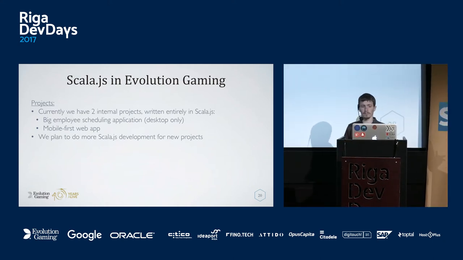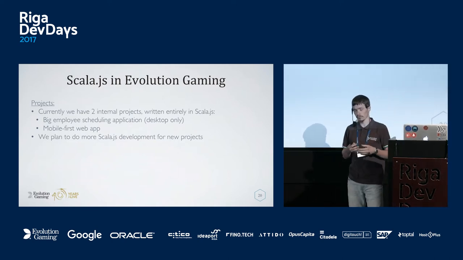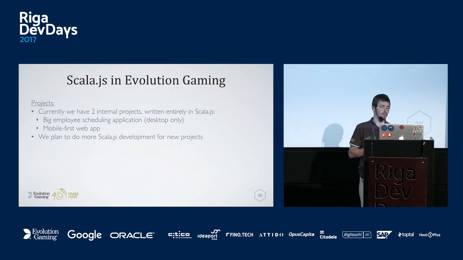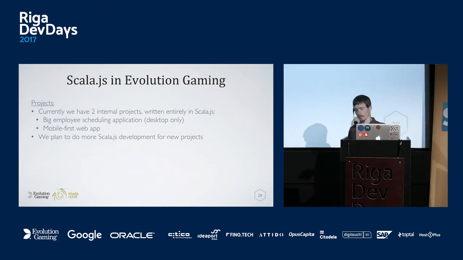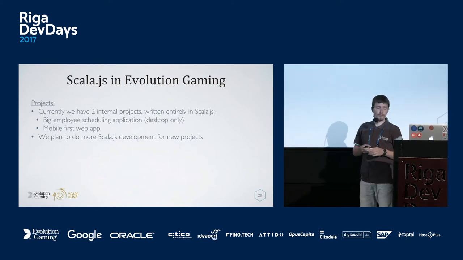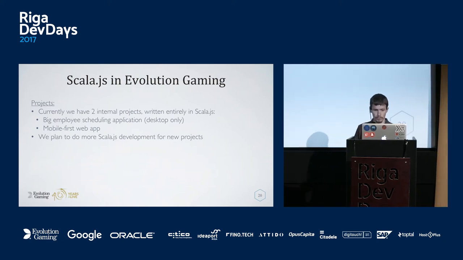One is a big employee scheduling application. We have lots of employees who need to be scheduled, and this is a rather complex application. And another one is a web application. This is quite a recent experiment, so I'll be talking about the first one today. And we plan to use ScalaJS in the future because the results of our experiment turned out to be quite good.